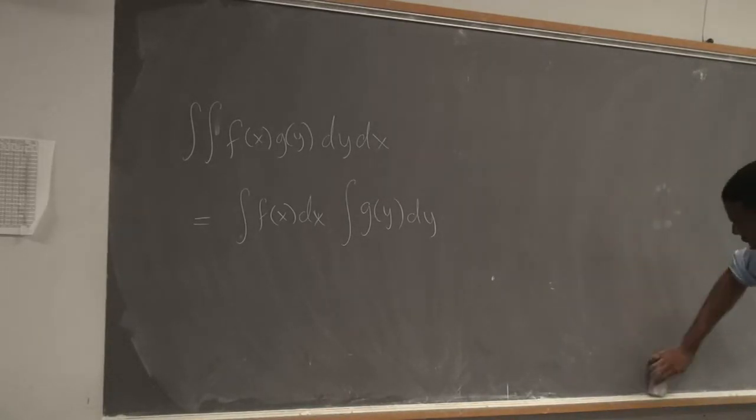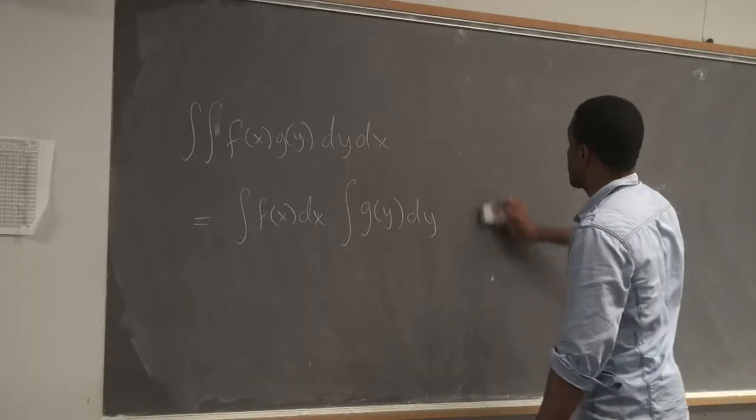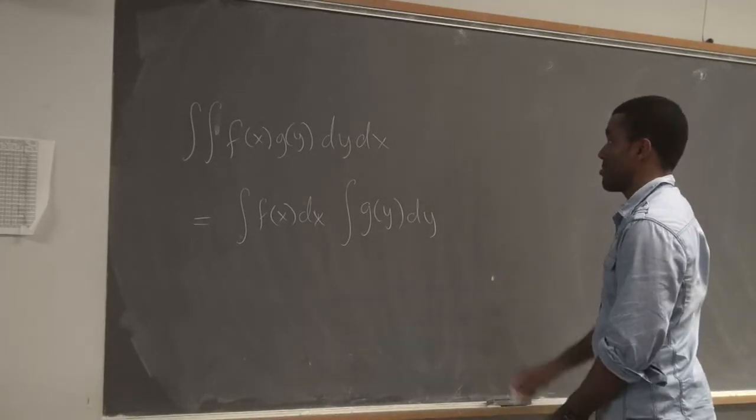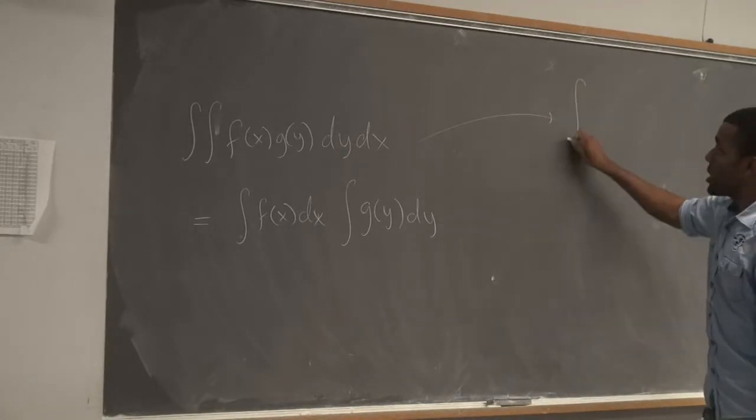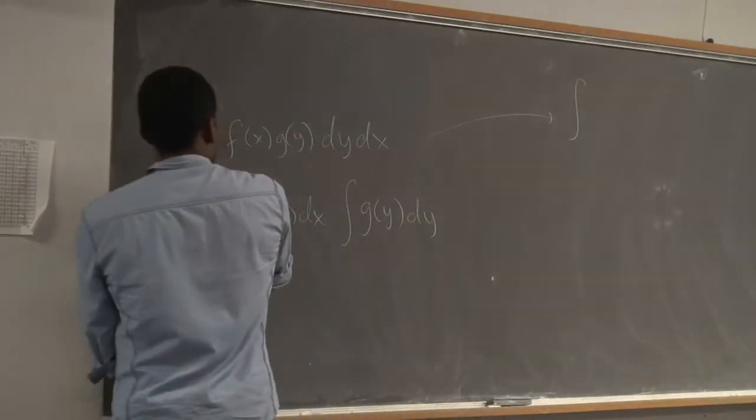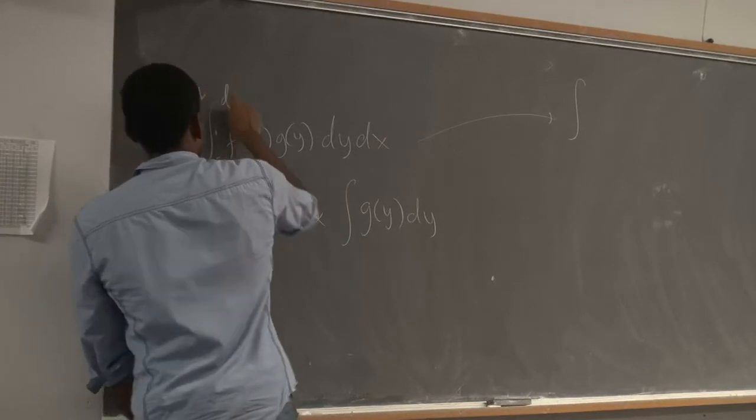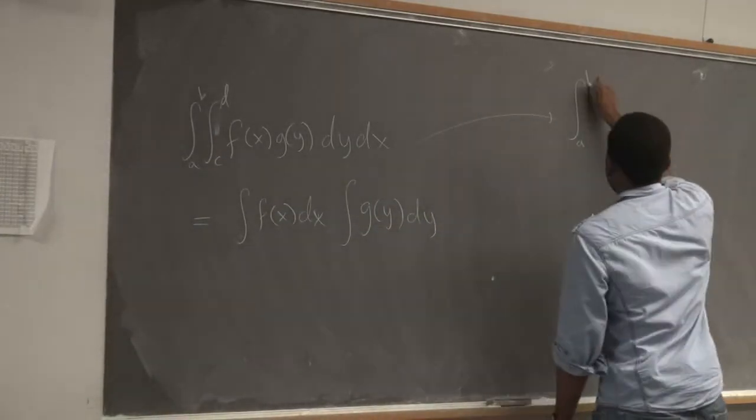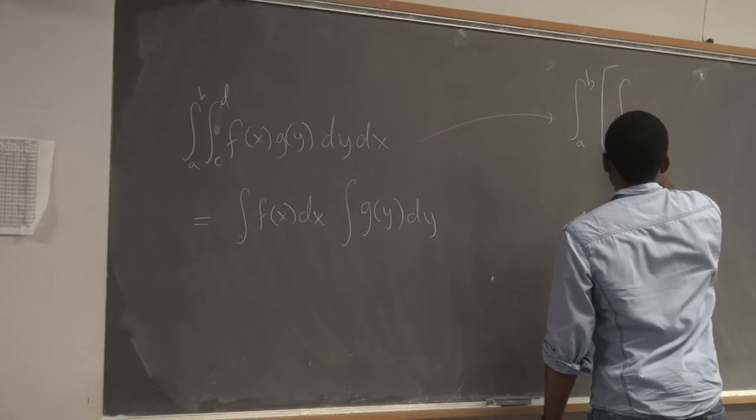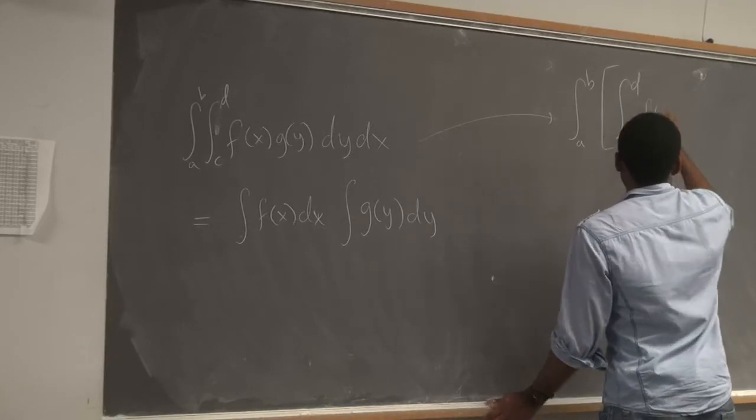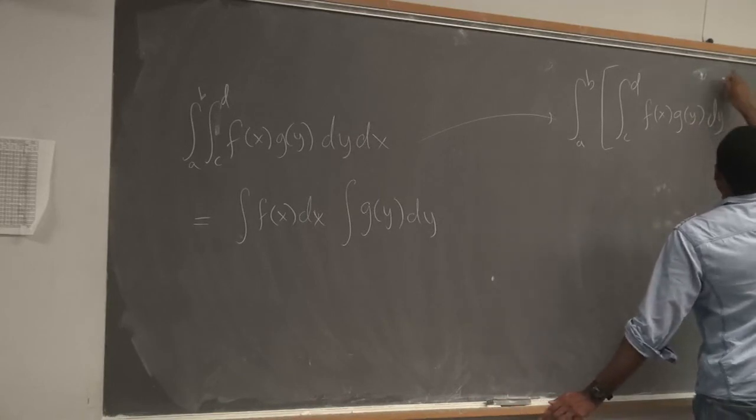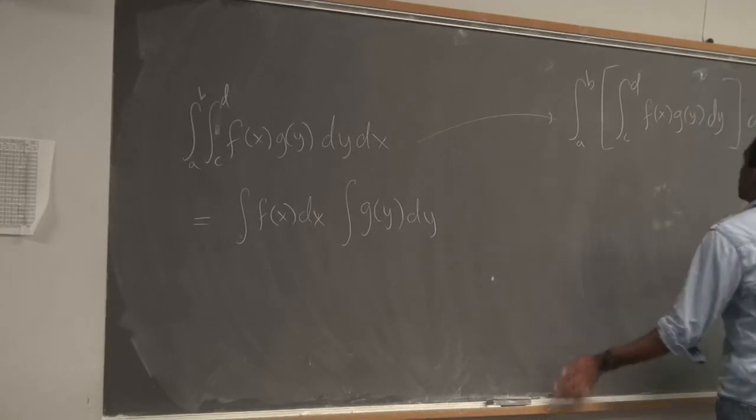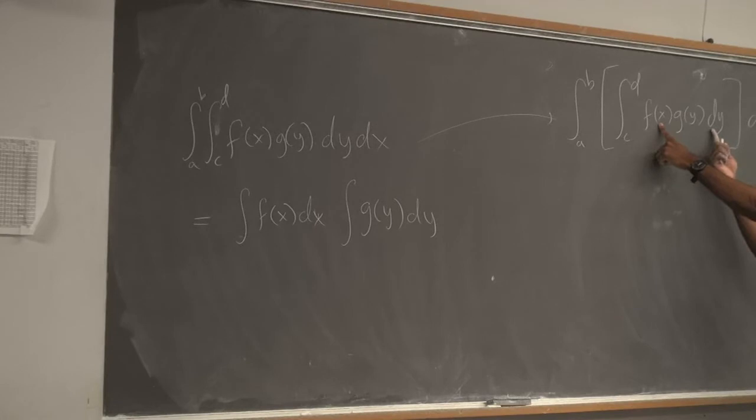So can anyone tell me why that works? Because they're in a different region. Like, if I'm doing here a, b, c, d, this would be a to b. Now remember you do the inside first, c to d. Here you have f of x, g of y. Now your f of x is a constant because you're integrating with respect to dy. So what can you do? You can factor that out.